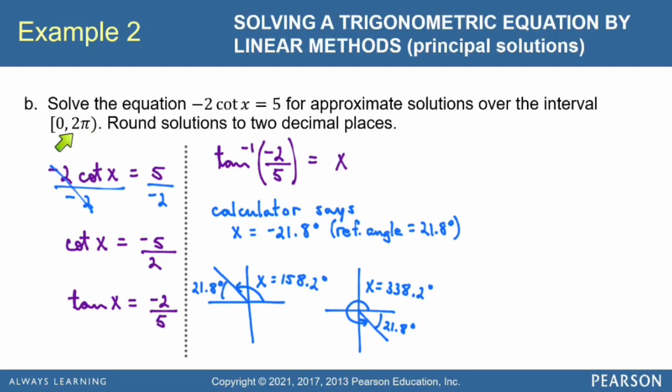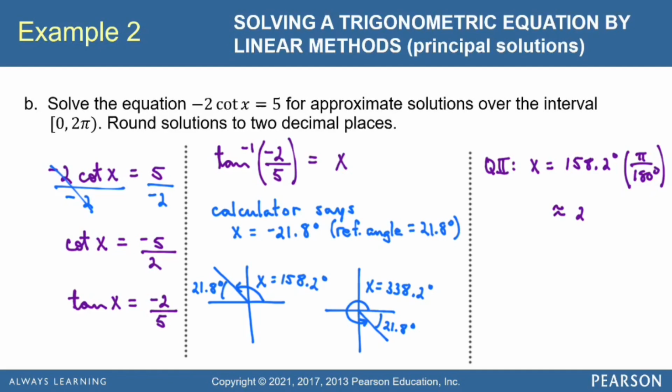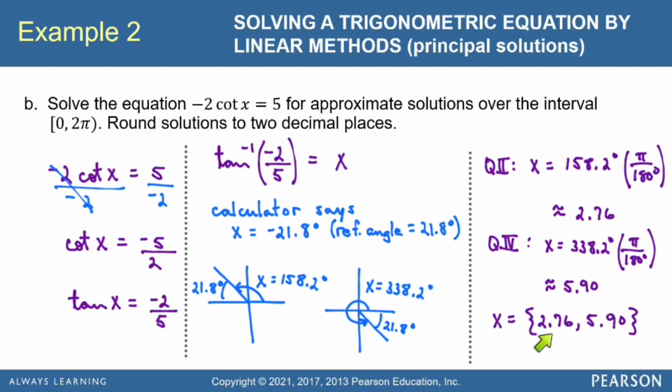So those are our two solutions in degree form, but remember that we're supposed to state the solutions in radian form. So now we need to convert each of these. So 158.2 degrees times pi over 180 gives us approximately 2.76 radians. And for the quadrant 4 answer, 338.2 degrees times pi over 180 gives us approximately 5.90 radians. So now to state the solution in curly braces, we'll have 2.76 comma 5.90. And remember that the order of the solutions is not important.